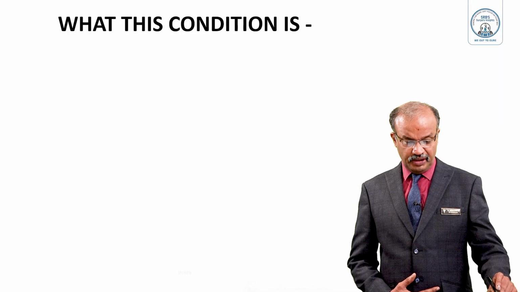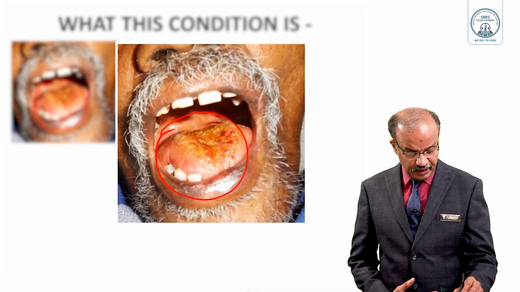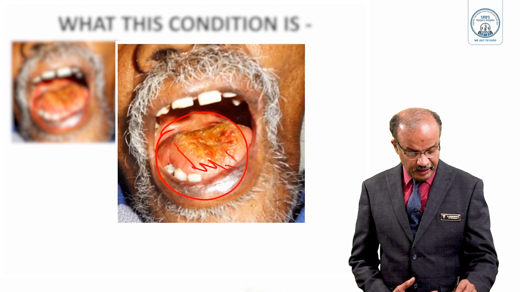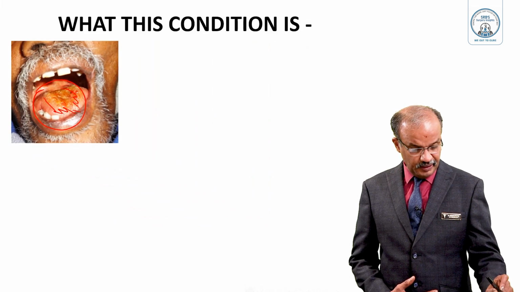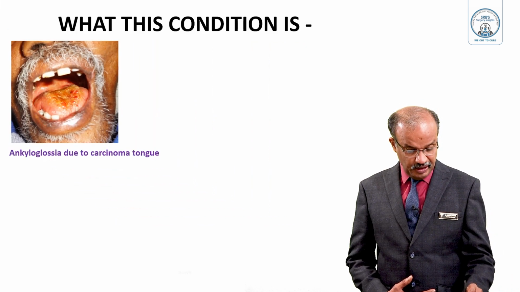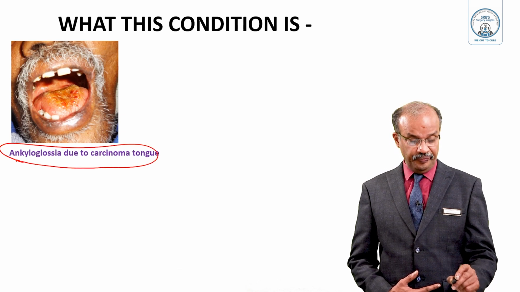Hello students, we will discuss a case which is again very commonly seen and we will come across in surgical OP, ENT OP and onco OP. See this, what this condition is. Look at this, oral cavity, there is a lesion here. See that tongue, irregularity is there, some area redness, some area slough is there, stiffness is there. See that, what is this condition? It is ankyloglossia due to carcinoma tongue.